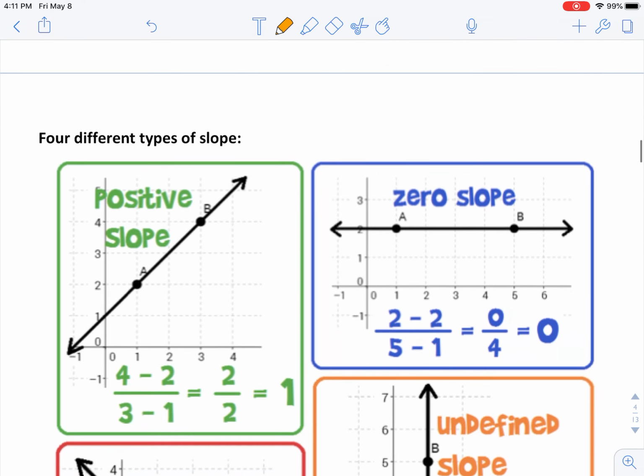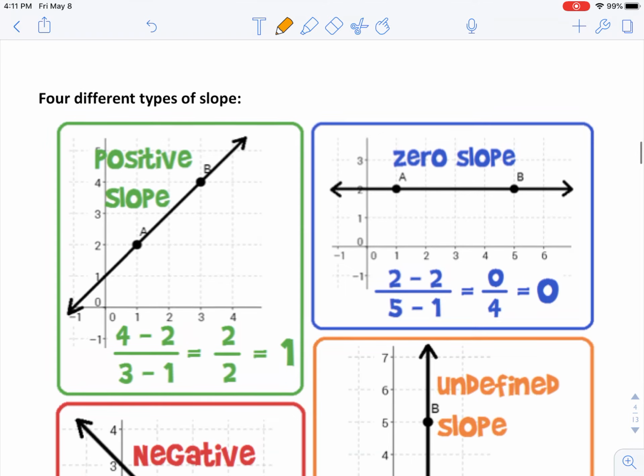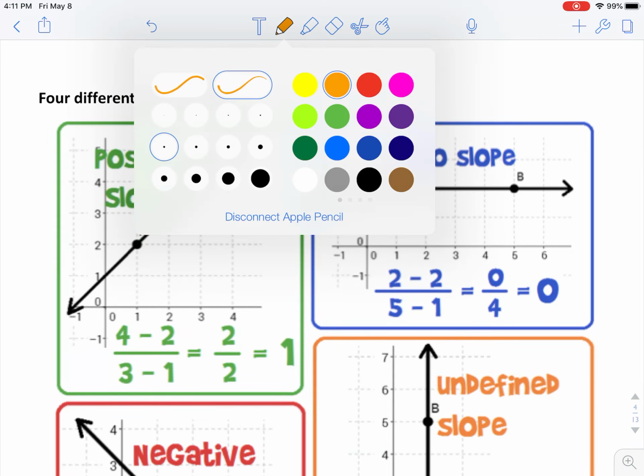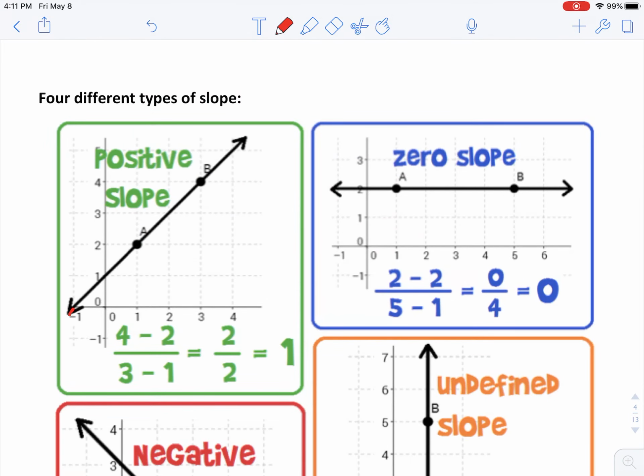Now down here, there's 4 different kinds of slope that I want you to recognize. If the graph from the left to the right is going up, like if I had a little car and it was driving up this hill, right? The car would be going up, up, up, and it's a positive slope. Okay, that's when it's going up.